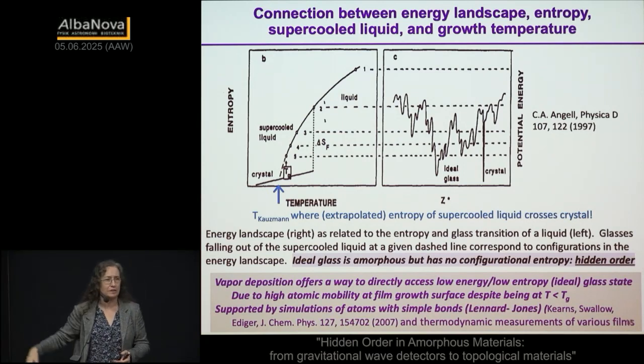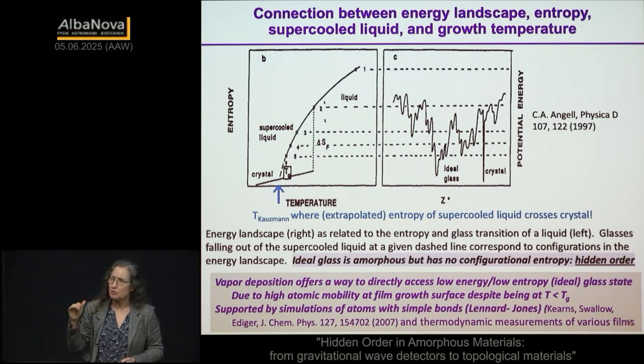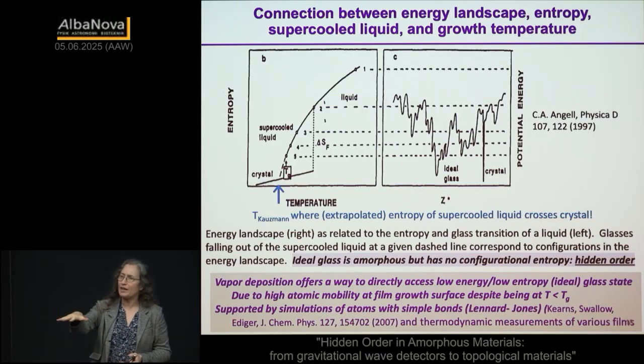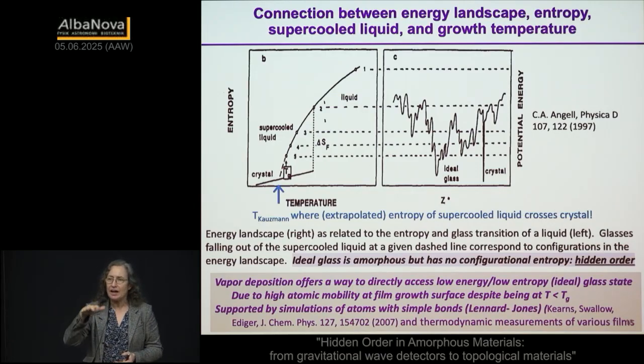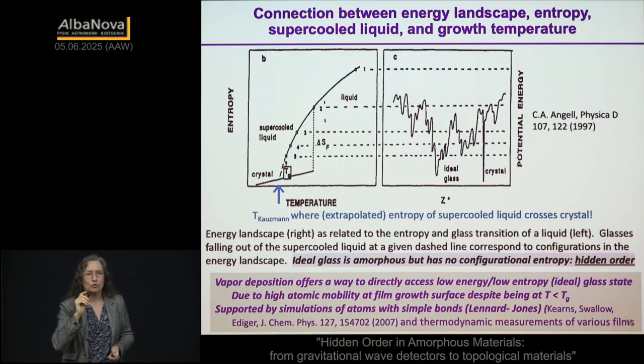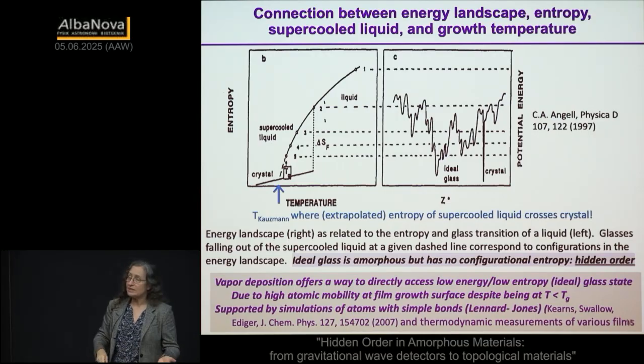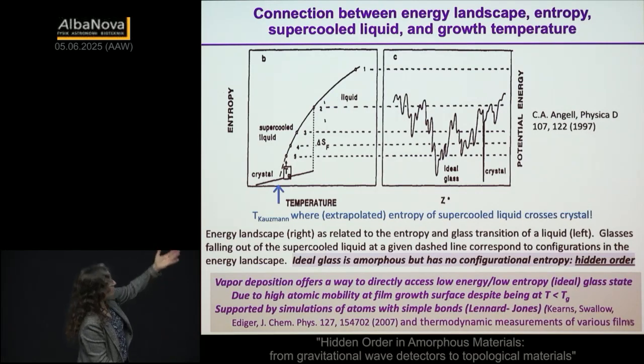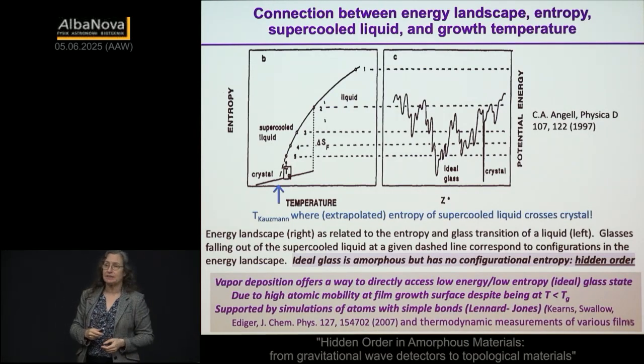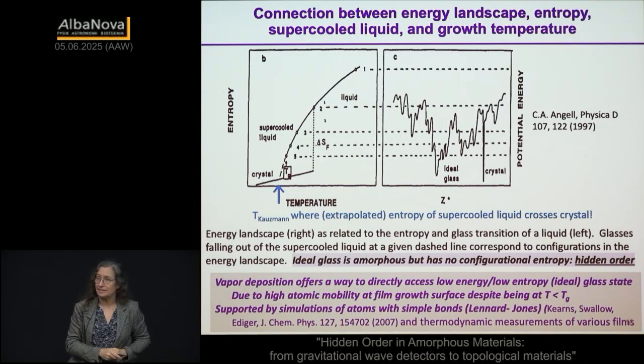Lifetime of the universe, you wouldn't get there. But I have all this surface mobility. So in vapor deposition growth, the atoms can move around and find the equilibrium. Now, the question is, under what circumstances? And that's the thing we're trying to investigate. But what I believe, and what we've seen now in a couple of examples, is vapor deposition allows you to find that ideal glass state.